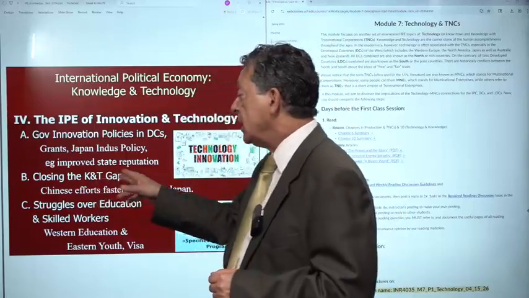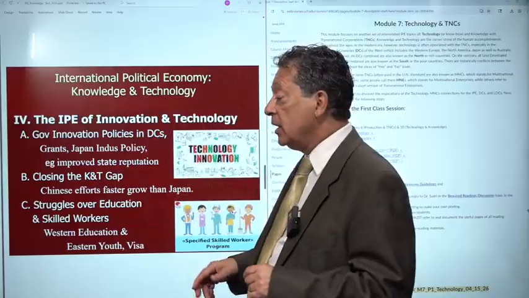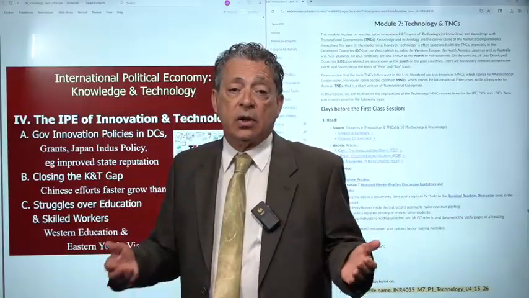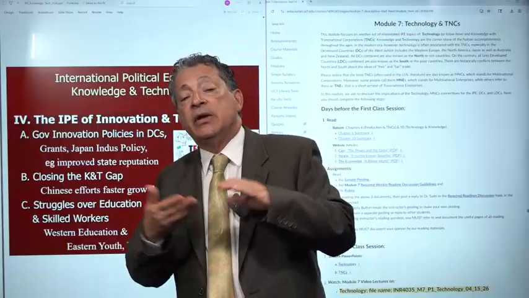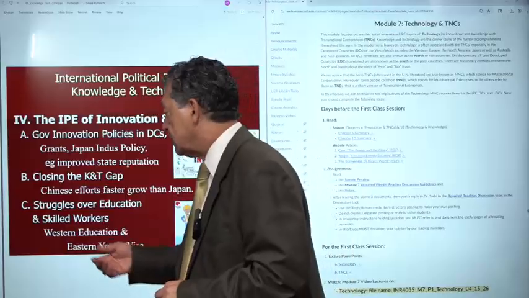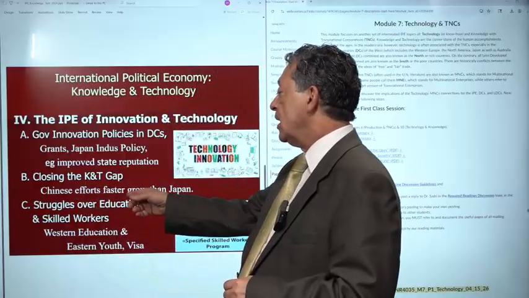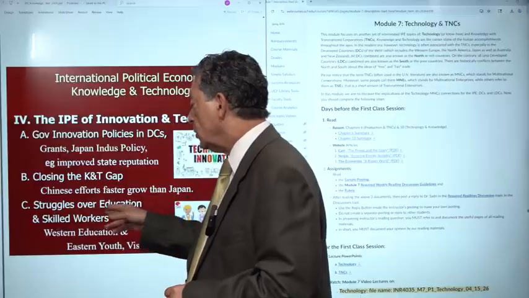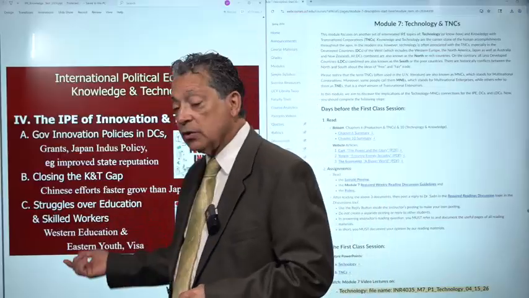Closing the K&T gap, that's very important. There are countries that are in rivalry with each other. For example, China has always tried to close the technology gap with the U.S., to catch up. Is that right? It doesn't want to be in the second position. So Chinese effort, faster growth than Japan right now. Struggle over the education and the skilled workers.